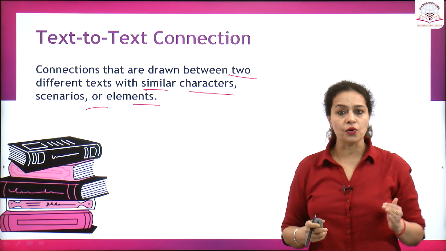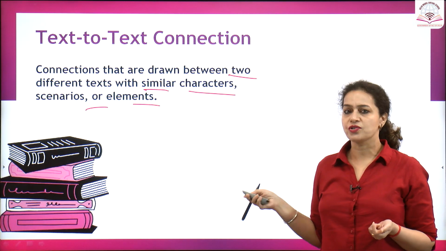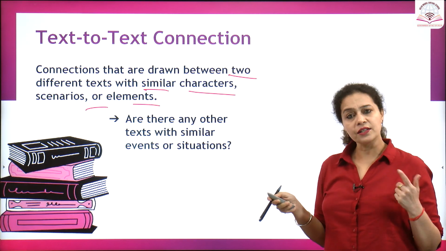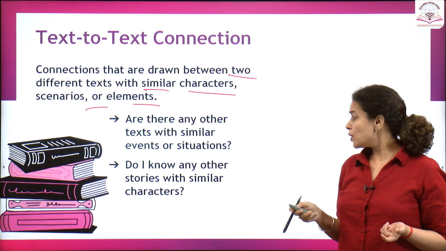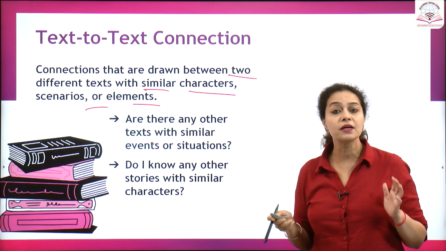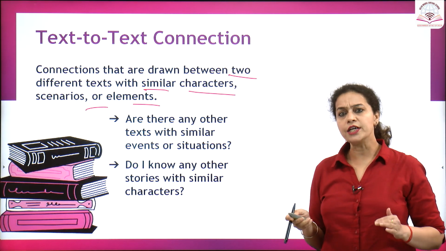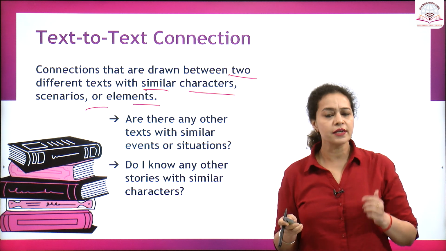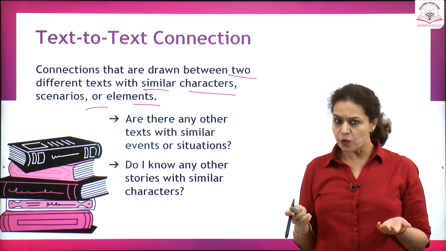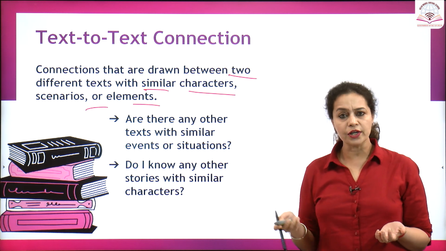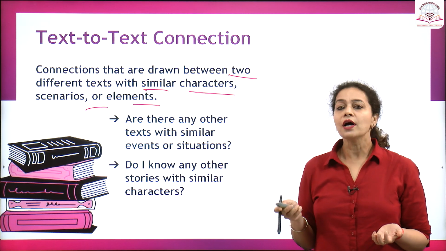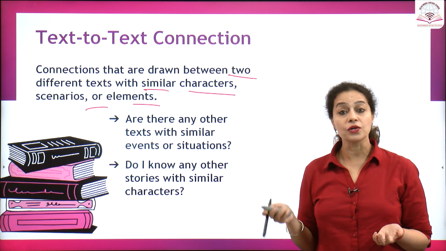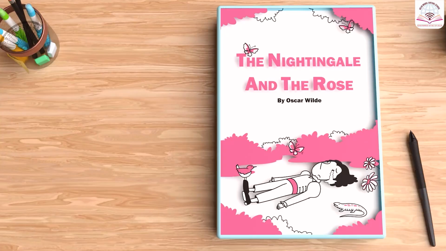So when you read a story, ask yourself some questions. Are there any other texts with similar events or situations? Do I know any other stories with similar characters? Then you tend to make text to text connections. So let's elaborate more on this. I'll read out a story for you. It's a very famous story, The Nightingale and the Rose, by a famous short story writer, Oscar Wilde. The Nightingale and the Rose by Oscar Wilde.